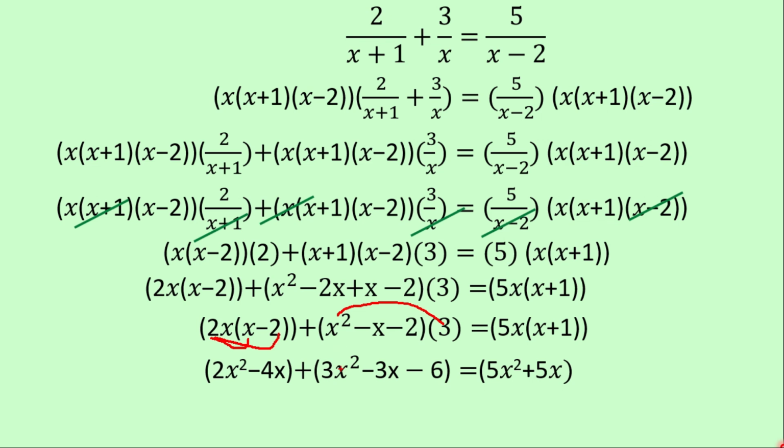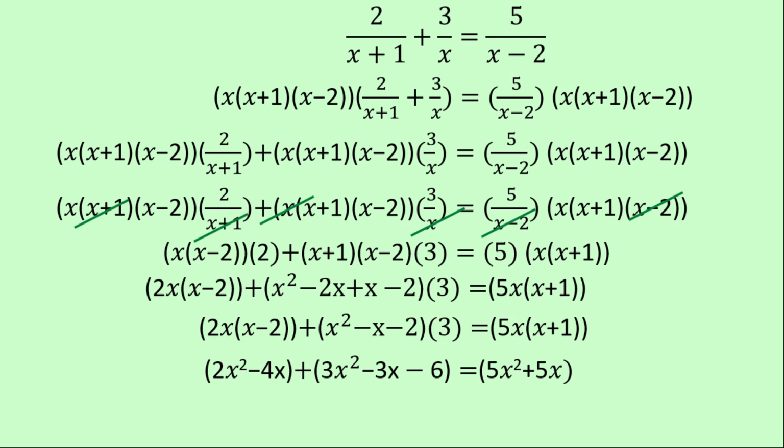Multiply that to x squared, you have 3x squared. We also have a 3. You multiply that to negative x, that will give you a negative 3x. And we have 3 multiplied to negative 2, which will give you a negative 6. On the right side, we have 5x, right? Let's multiply that to x. We'll have 5x squared. 5x multiplied to 1 will give you a 5x. That's how we come up with that next line.